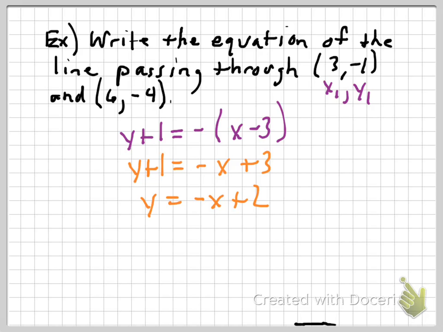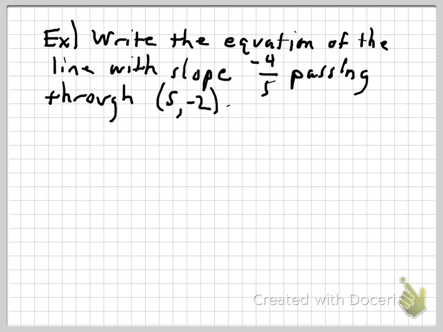Well, all right, try another one. I want you to do this one without my help, and it's actually a little bit shorter than the previous 2 examples. I hope you see why. Write the equation of the line that has a slope of -4/5 that passes through 5, -2. Pause the video, go for it.